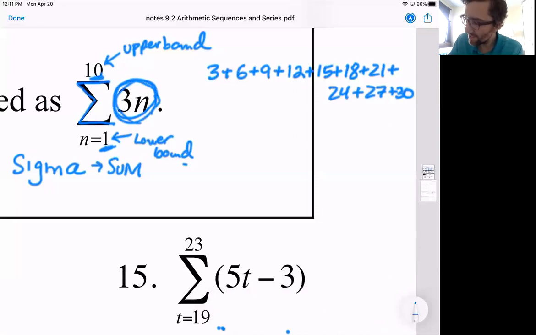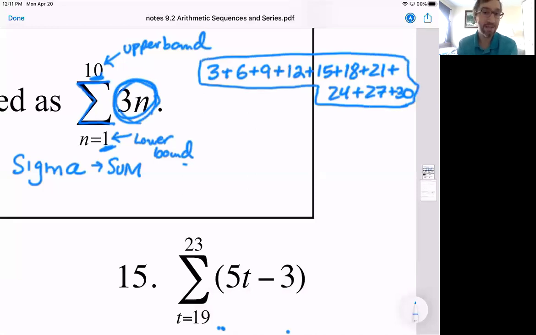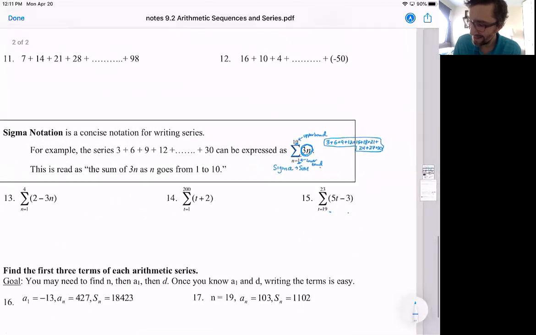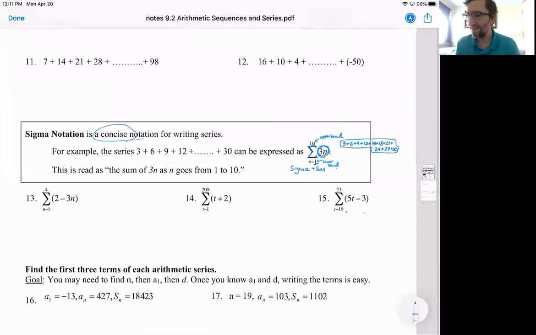And what this notation is doing, it's representing this long string. It doesn't tell you how to calculate that. We'll talk about how to do that in a second. But it's basically a concise way of writing this long string. So you imagine mathematicians, they might be working with very long strings of expressions. So to write a concise notation, that's what sigma notation is doing. We read this as the sum of 3n as n goes from 1 to 10.